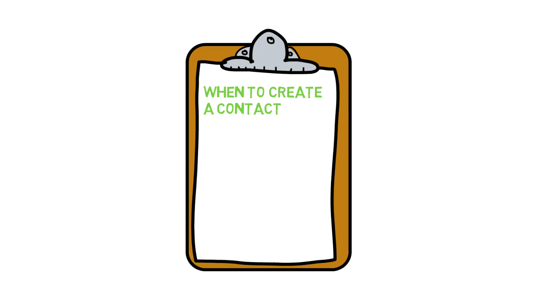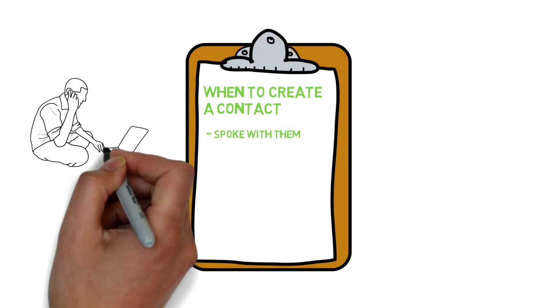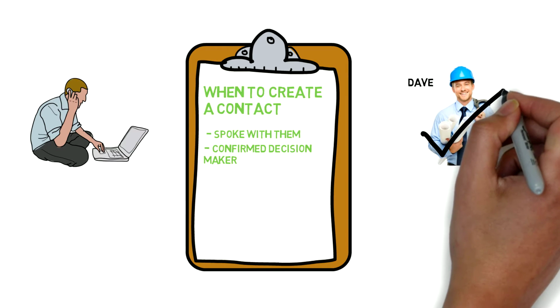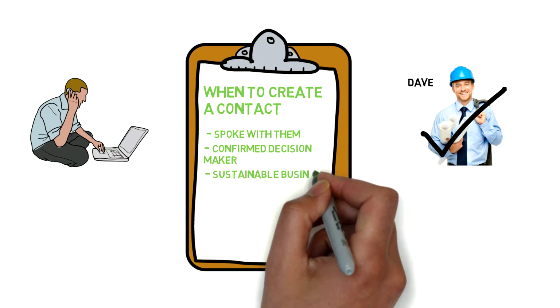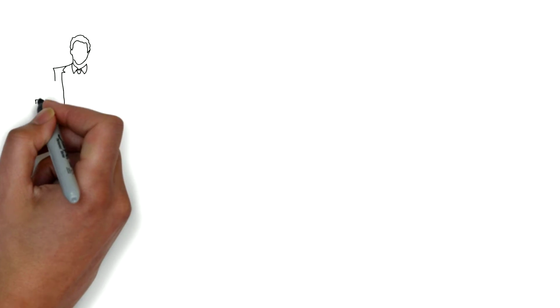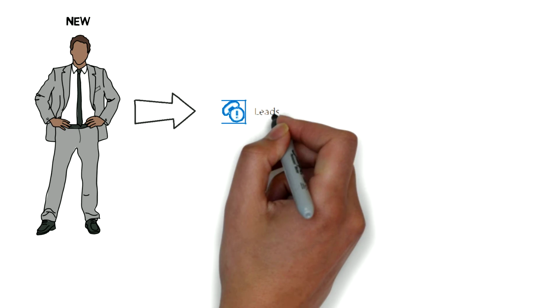We should create a new contact by qualifying it from a lead when we have spoken to the person and have learned enough about them to confirm that they have a role in decision-making for sustainable business for which ESA can compete. In virtually all cases, new contacts should start out as a lead.